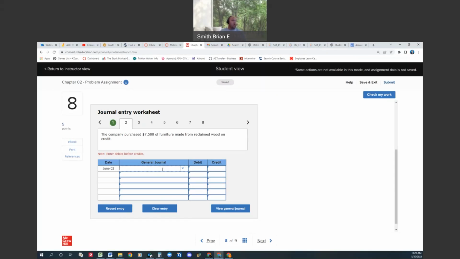Okay. So we're going to debit our furniture account for 7,500, and then we're going to credit what? Well, we bought it on credit, meaning we owe somebody money. So we're going to put it into accounts payable because it is our vendor that we bought it from.